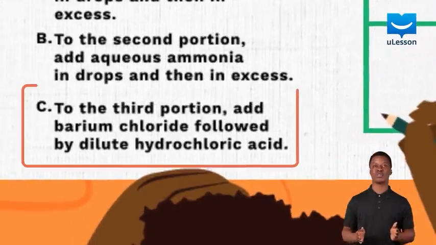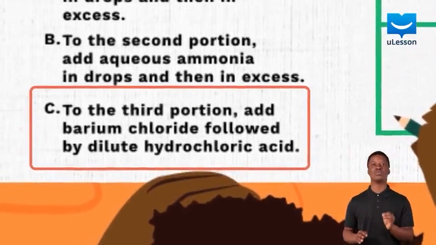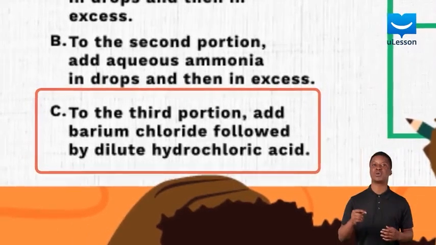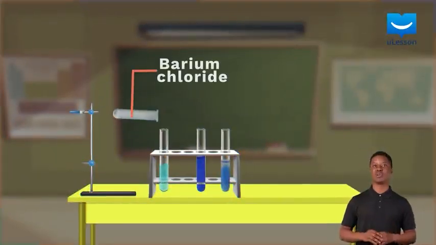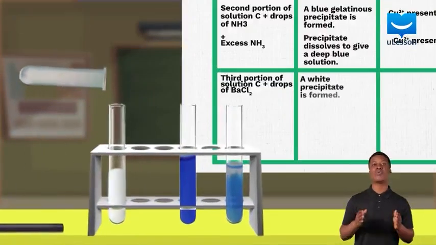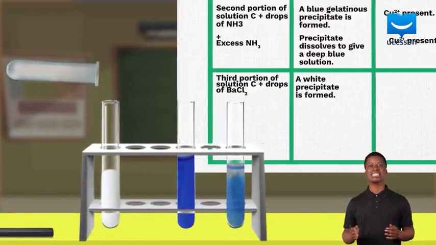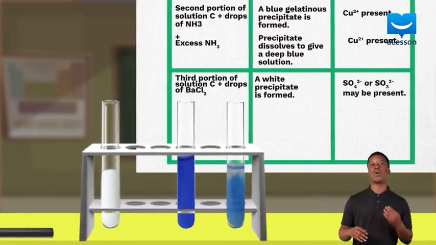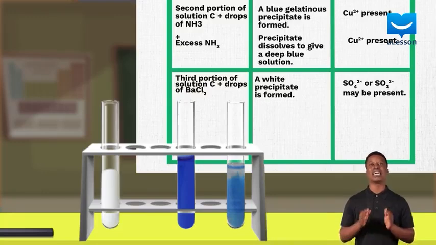The last instruction states that barium chloride solution should be added to the third portion of solution C. On addition of barium chloride, you will notice the formation of a white precipitate, and this indicates the presence of trioxosulfate 4 or tetraoxosulfate 6 ions in the salt solution.